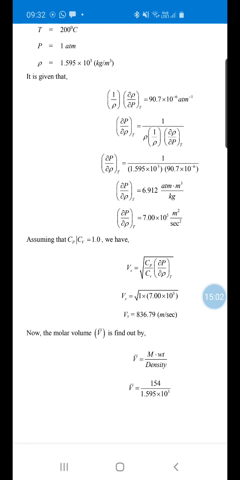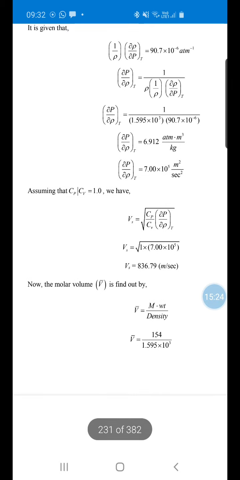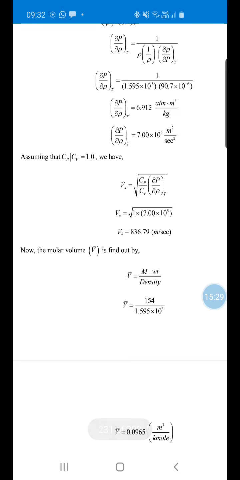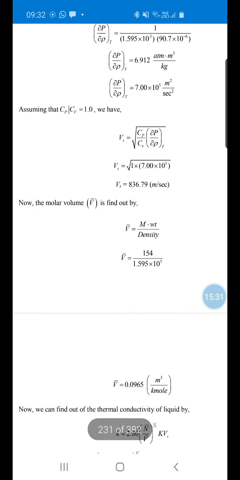But see, you cannot use atmosphere meter cube per kg because we are using that in Bridgman's equation. So you have to find that value in meter square per second square. Atmosphere will be converted into Newton per meter square, and then you convert it into meter square per second square. You will get the value of dou P by dou rho. Assuming Cp by Cv is 1, you can find out the sonic velocity by this equation. You will get sonic velocity as 836.79 meter per second.